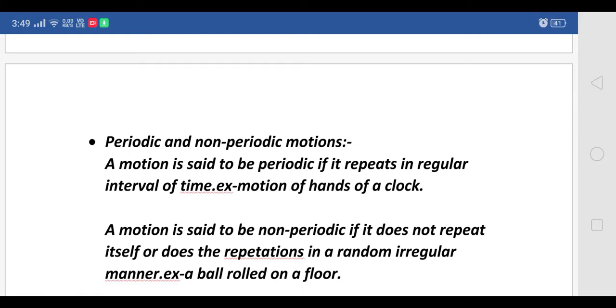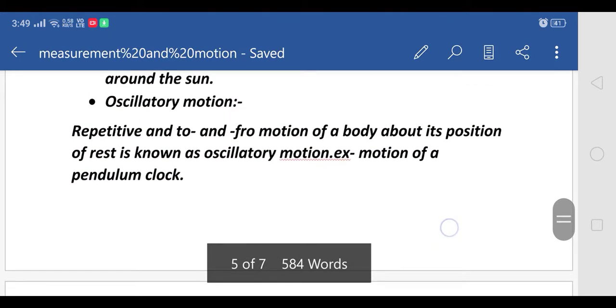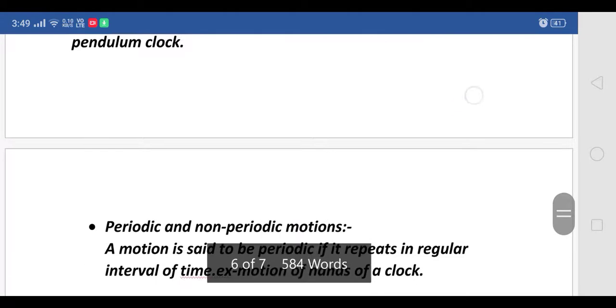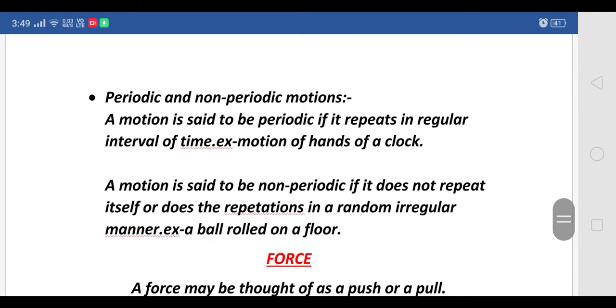So today we have studied three motions. Oscillatory motion, the to and fro motion of an object is called oscillatory motion. Periodic and non-periodic motion. Periodic motion repeats itself after a regular interval of time, and non-periodic motion does not repeat itself after a regular period of time.